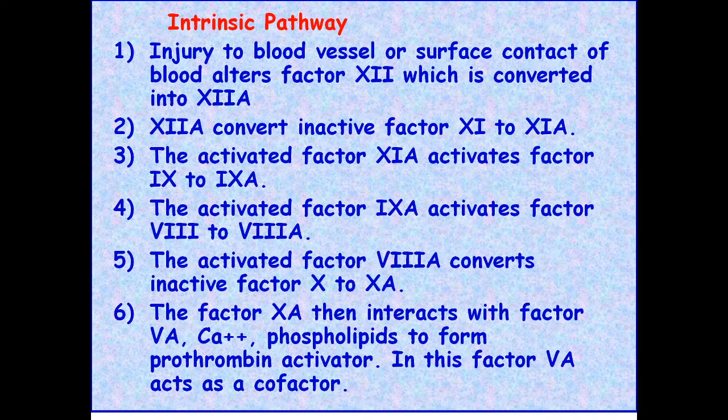The activated factor 8A now converts inactive factor 10 to 10A, that is the active 10. The factor 10A, or active 10, then interacts with cofactor 5A, or active 5, then calcium ions and phospholipids to form prothrombin activator. In this, factor 5A acts as a cofactor.